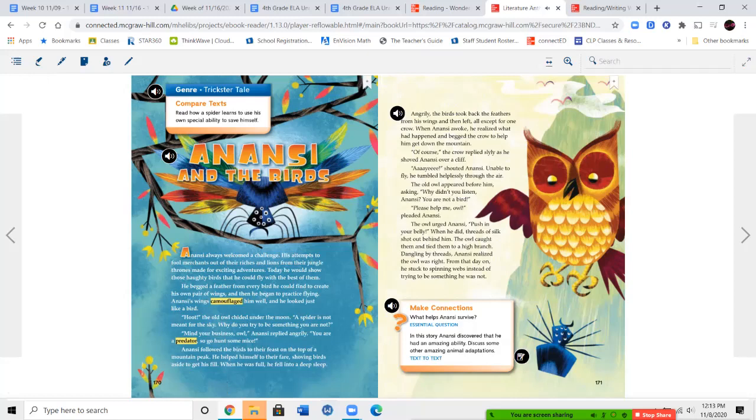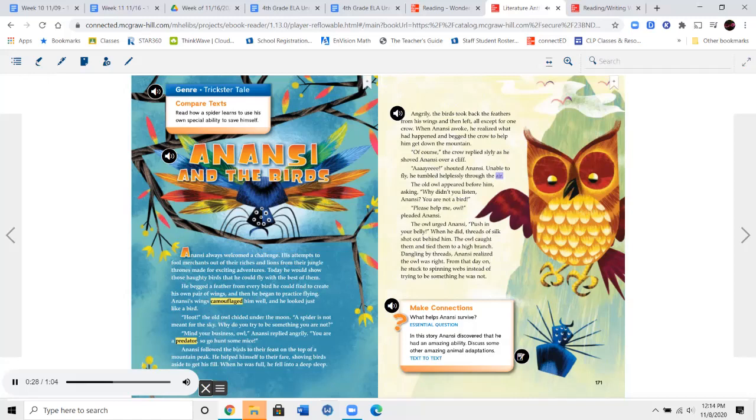Angrily, the birds took back the feathers from his wings and then left, all except for one crow. When Anansi awoke, he realized what had happened and begged the crow to help him get down the mountain. "Of course," the crow replied slyly, as he shoved Anansi over a cliff. "Aye!" shouted Anansi. Unable to fly, he tumbled helplessly through the air.